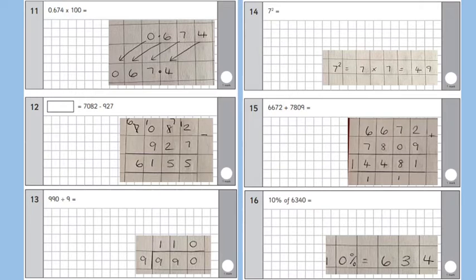Number 15, we've got 6,672 add 7,809. It's just a straightforward addition. Definitely use a method for this one, don't try and do it in your head. There's too many different digits going on and you don't want to make a silly mistake.